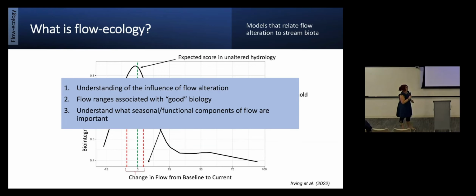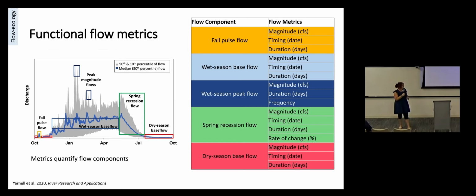These are a kind of the foundation of the California Environmental Flows Framework. And they're basically metrics that quantify the flow components, which you can see in kind of the makeshift hydrograph there. So we have wet season base flow, so winter base flow, summer base flow, dry season base flow, spring recession flow, peak magnitude flow, things like that. And every single one of those flow components has individual flow metrics that describe like the magnitude, timing, duration, frequency, and that kind of thing.